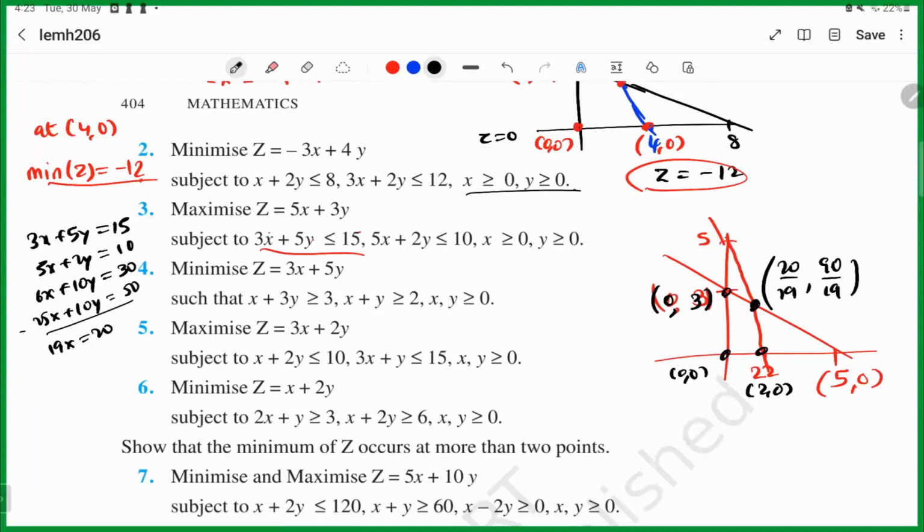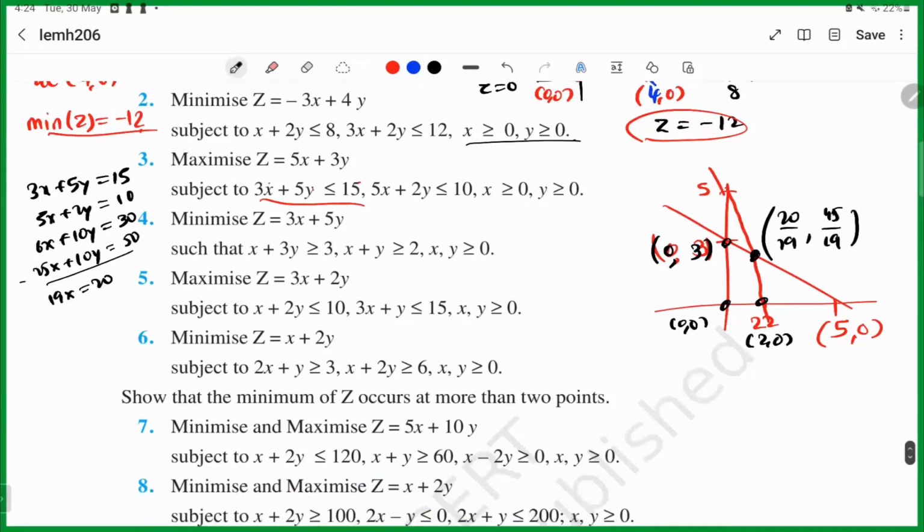95 fives are 450. 450 plus 60 is 510. 510 by 19. Let's see if I have made a mistake. I think it's 45. Yeah, this is 45. So the point is 20 by 19, 45 by 19. It is the raw calculation.